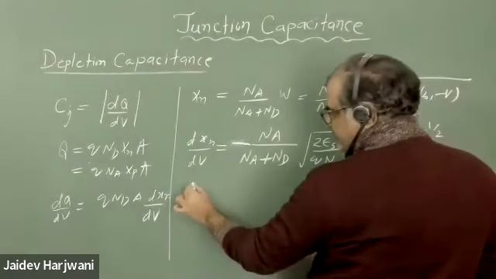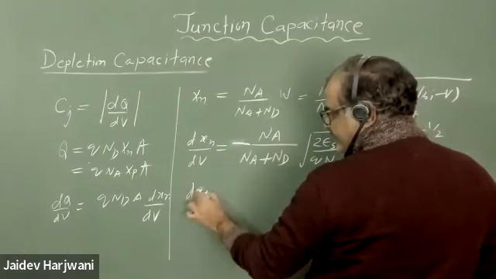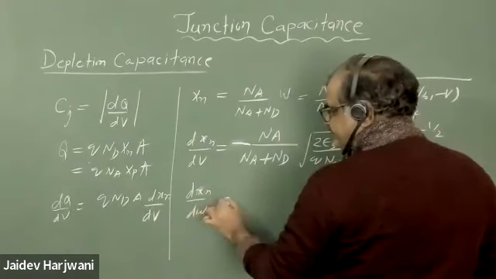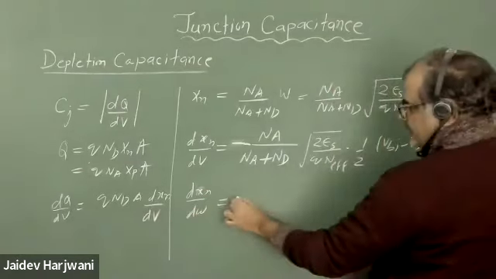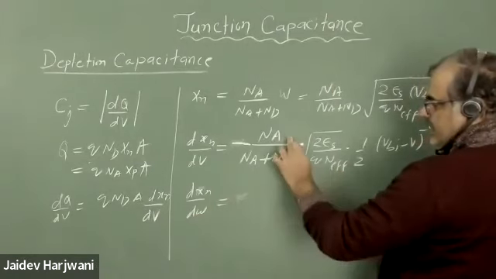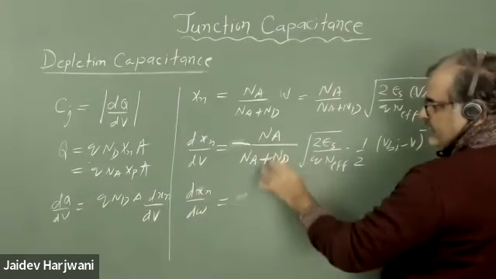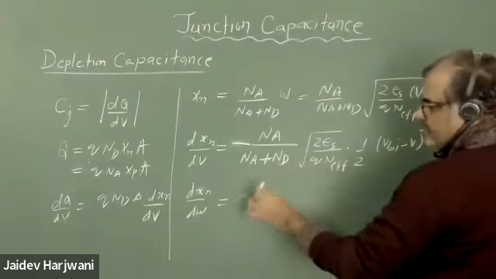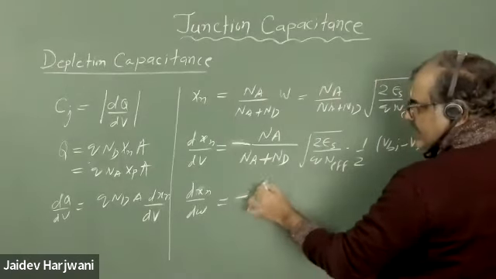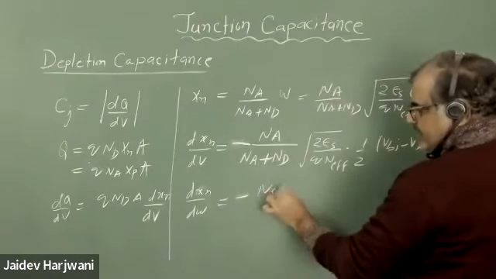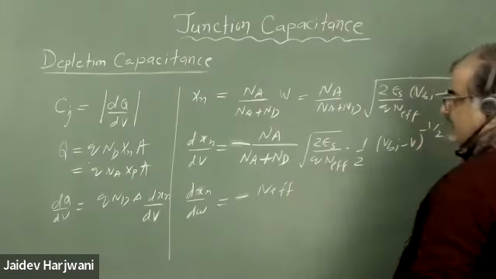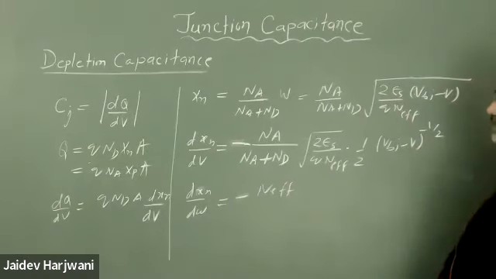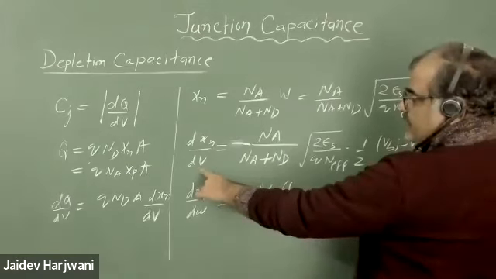So you can solve a little bit further. dxn upon dv will give me what? Now this is N effective, and here also I can form N effective if I multiply by Nd. So if I multiply this by Nd here, dxn by dv will come, na?